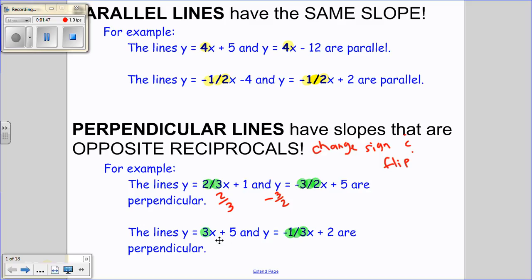The second example, y is equal to 3x plus 5, so the slope is 3. The opposite reciprocal would need to be a negative and flip, so negative 1 over 3. Truthfully, this first 3 is written as 3 over 1, but the 1 is understood. So when you flip it, you have to put the 1 on top.